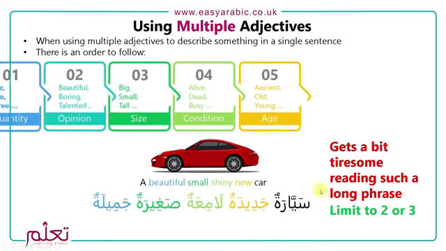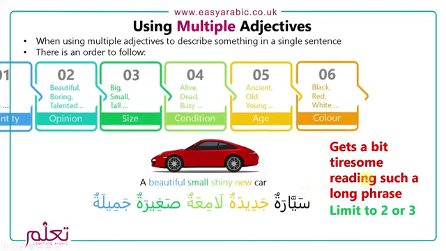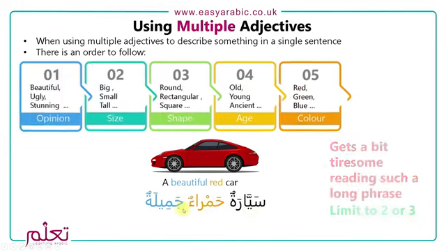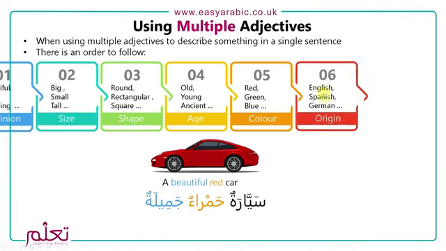Then we have color. Okay, so here we can say a beautiful red car. So we will say سيارة حمراء جميلة, or you can say سيارة حمراء وجميلة. Okay, and then we have the origin, so I can say a beautiful German car, so it'll be سيارة ألمانية جميلة. Okay, so this is Germany, and this is beautiful.